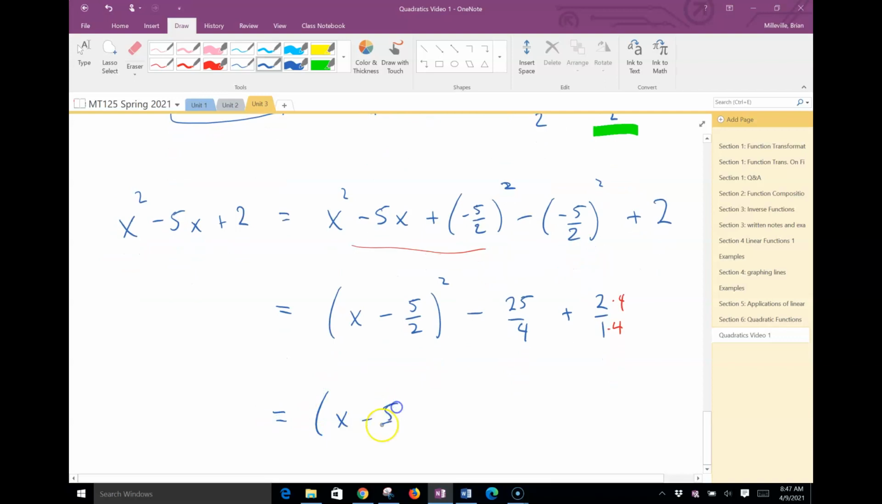All right, and then that's going to give us our final result. We get x minus 5 over 2 quantity squared, and then we're going to have negative 25 plus 8, which is negative 17 over 4. All right, so the numbers got a little harder there. The process stayed exactly the same.